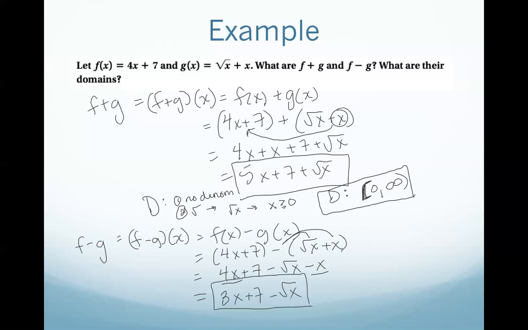There's our function. For the domain, we need to check first, denominator, there's none. Second, radicals. I have a square root of x. That tells me that x has to be greater than or equal to 0. So my domain is again from 0 to infinity.